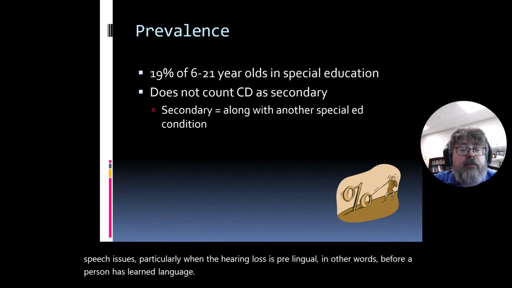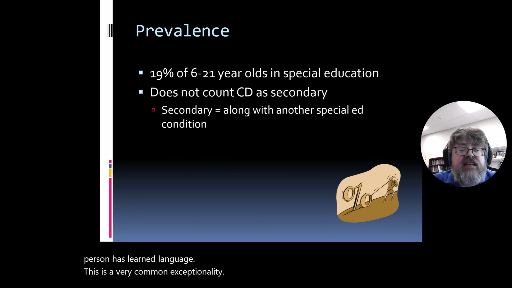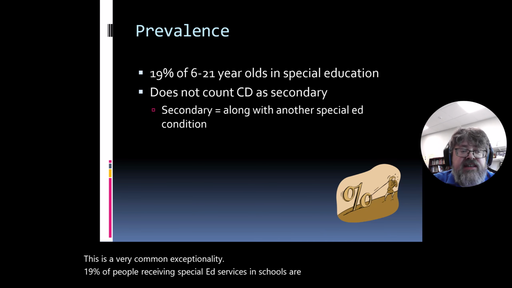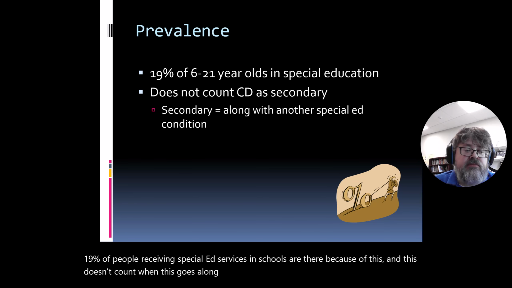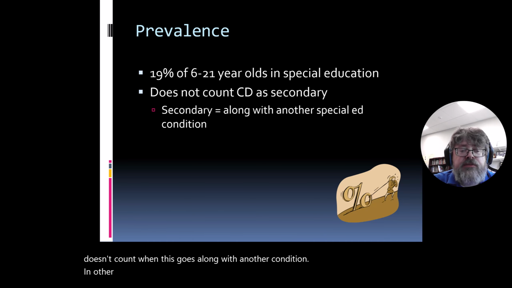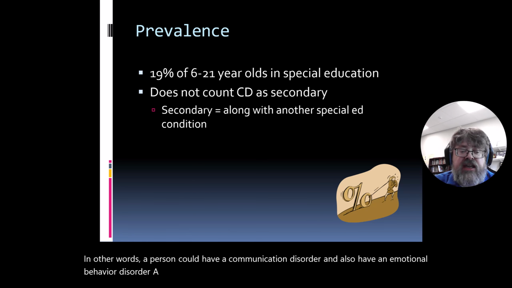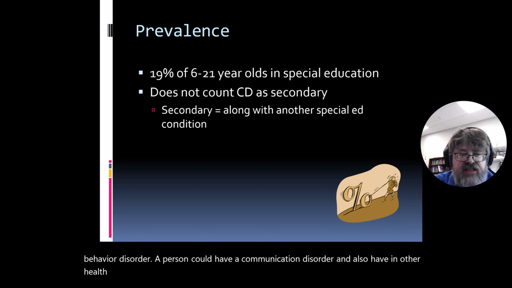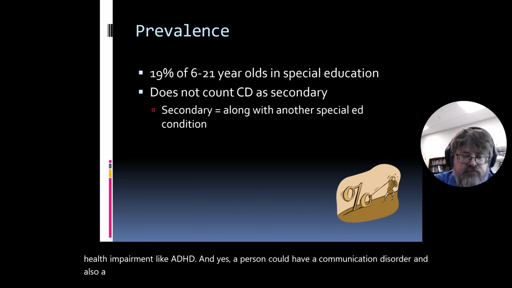This is a very common exceptionality. 19% of people receiving special ed services in schools are there because of this. And this doesn't count when this goes along with another condition. In other words, a person could have a communication disorder and also have an emotional behavior disorder. A person could have a communication disorder and also have an other health impairment like ADHD. And yes, a person could have a communication disorder and also a learning disability.